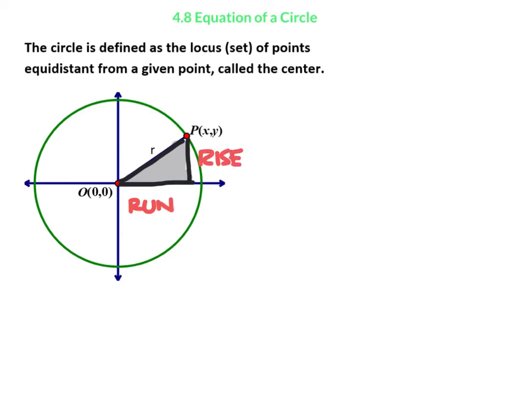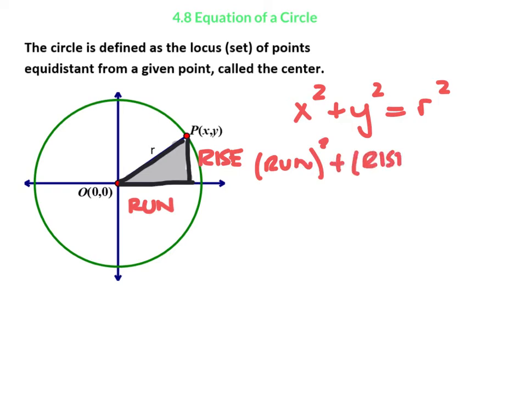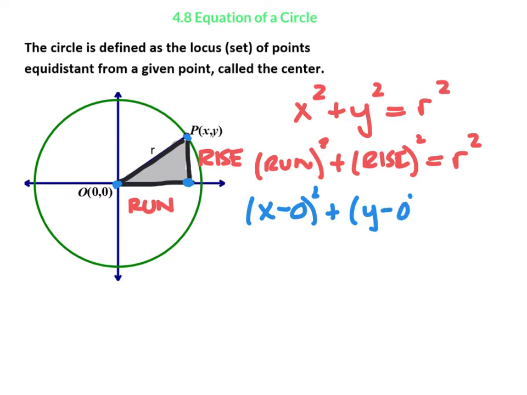If we were to set this up using the Pythagorean theorem, it would look a little bit like this, r being the radius. It would be the run squared plus the rise squared equals the radius squared. Now in our case, the run is just this point here, which has an x-coordinate minus the 0 from the origin. And then the rise would have that y-coordinate here minus, again, that 0 value.